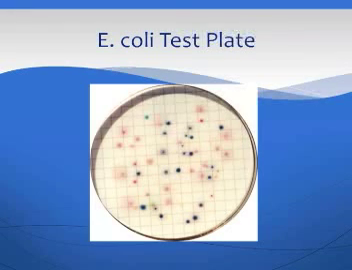Shown here is an E. coli test plate example. Each dot represents a bacteria colony, and the grid makes it easier to count and easier to get a better picture of how much E. coli is in your water.